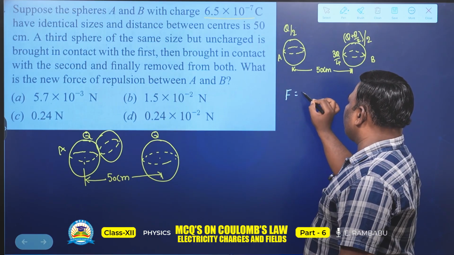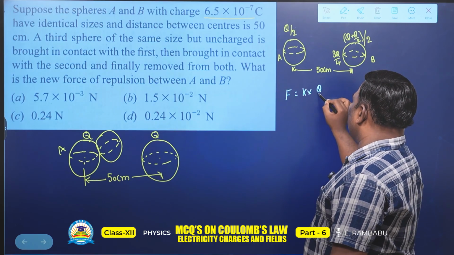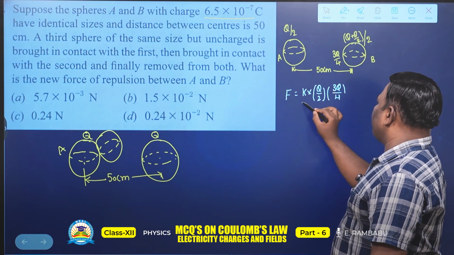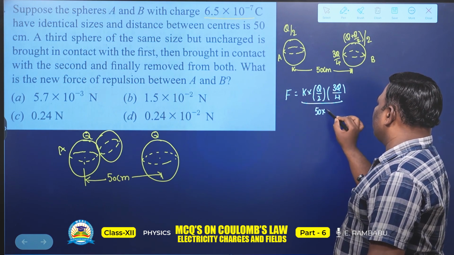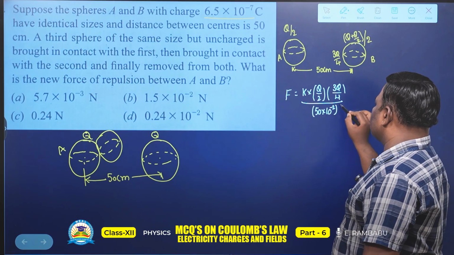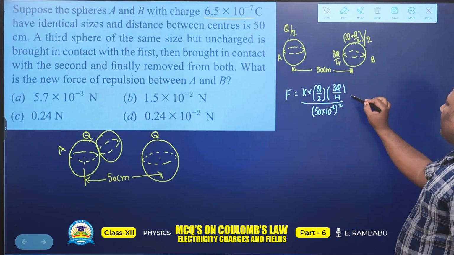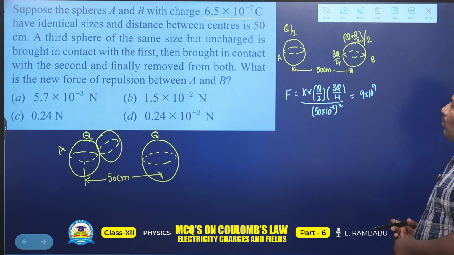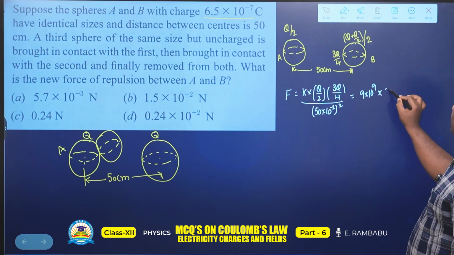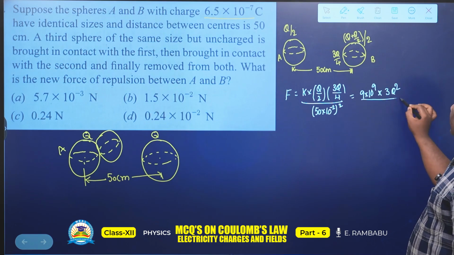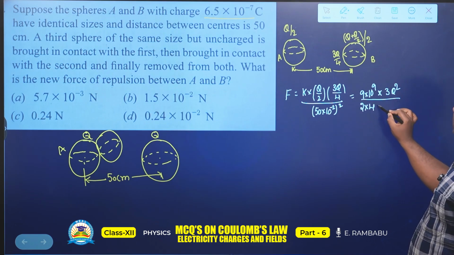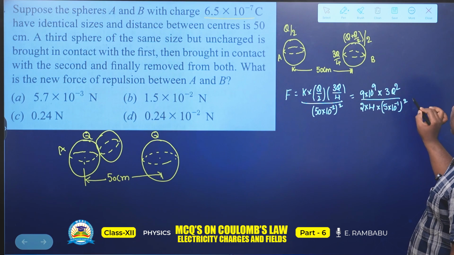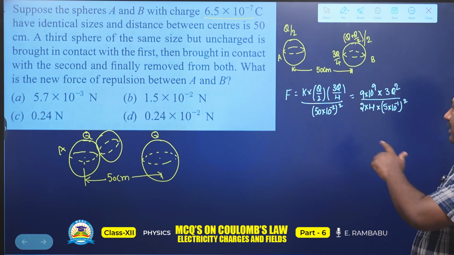Therefore, force is equal to the formula K into Q1 Q2 divided by r squared. Q1 is Q by 2, Q2 is 3Q by 4, divided by, what is the separation? 50 into 10 to the power minus 2, whole squared. Again, the K value can be taken as 9 into 10 to the power 9, and it is Q by 2 into 3Q by 4. It can be written as 3 into Q square by 2 into 4, into 5 into 10 to the power minus 1, whole squared. Why I am writing this, there is a purpose, later you can understand.